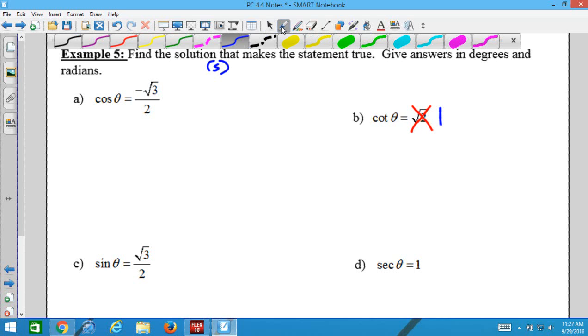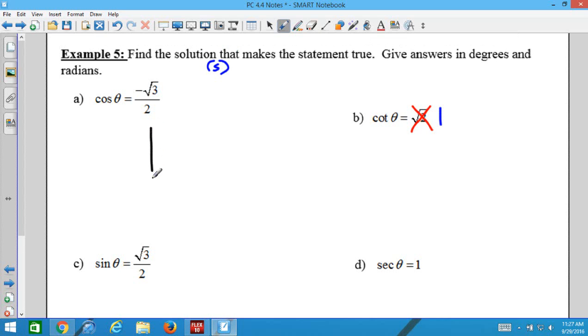Okay. So I'm going to start by drawing a picture because I'm a visual person. I draw a picture, and I'm thinking, where is cosine negative? Or where is cosine not positive?